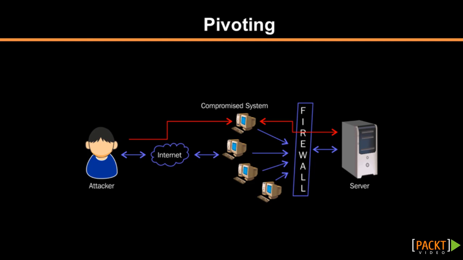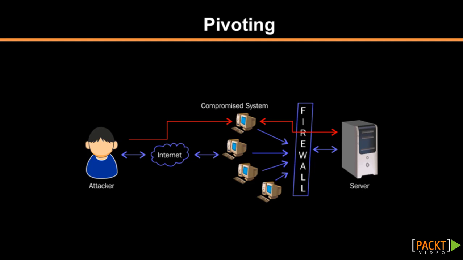If you consider the scenario shown here in this diagram, the attacker can compromise the outside nodes that are connected to the internet. These nodes are then connected to the firewall. Behind this firewall there is the main server. The attacker does not have direct access to the server, hence he can use these compromised systems in order to access the internal server, because those compromised systems are directly connected to this particular internal server. This is a typical scenario of pivoting.